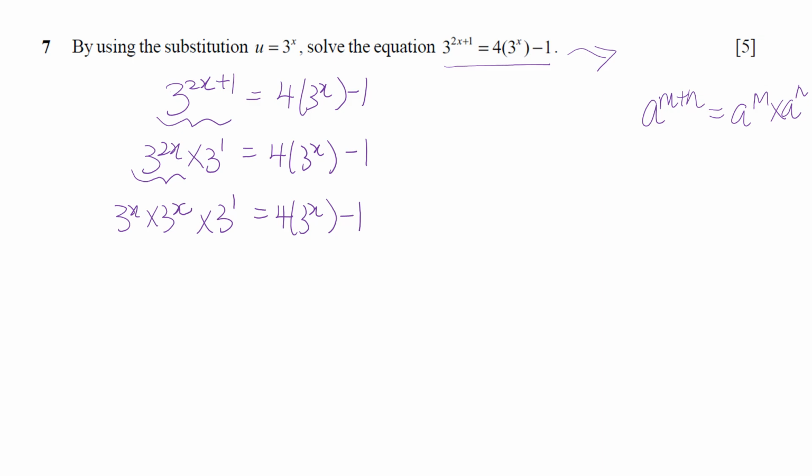Okay, right, and then we can do the substitution. So the substitution is just replace 3 to the power x with u. So there will be u times 3 to the power 1, which is just 3. That will give us 3u squared. Bring everything to the left hand side. And of course, the next thing is to factorize it.